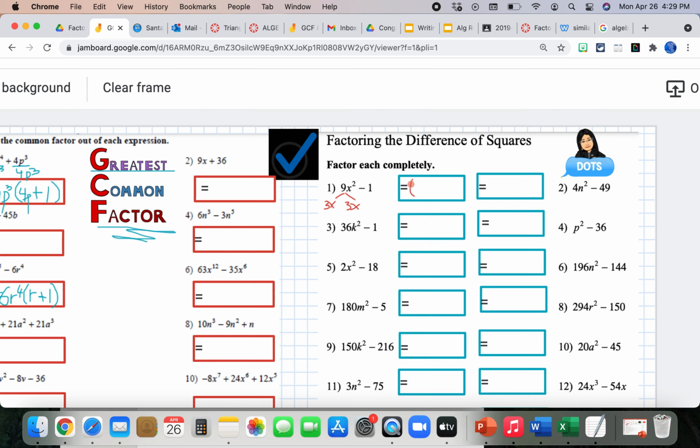I can just go ahead and write 3x plus 1 and 3x minus 1. Now, if I put 3x minus 1 first, it doesn't matter. And then for the next one, you just have to put 3x plus 1 in the second one. Okay, I didn't do this very well, so I'm going to go ahead and type it in later. Or maybe right now.